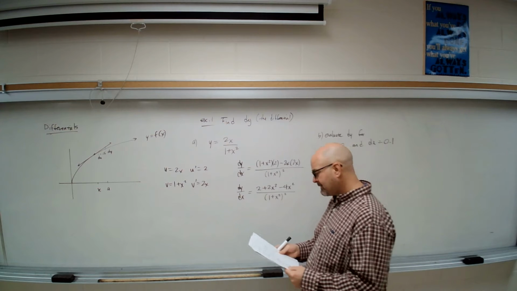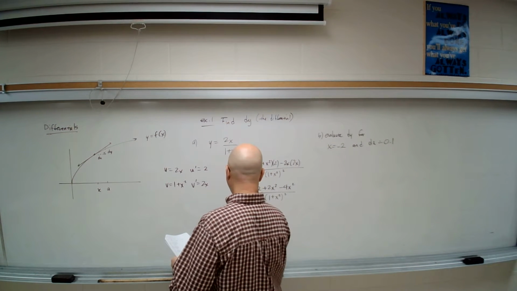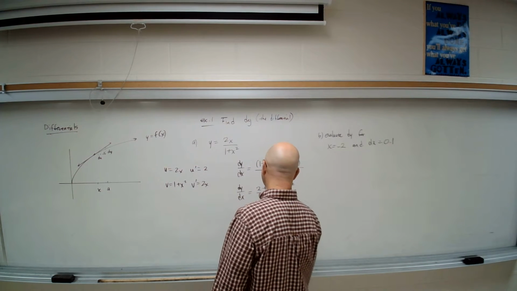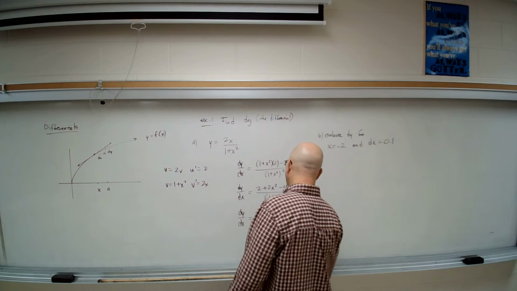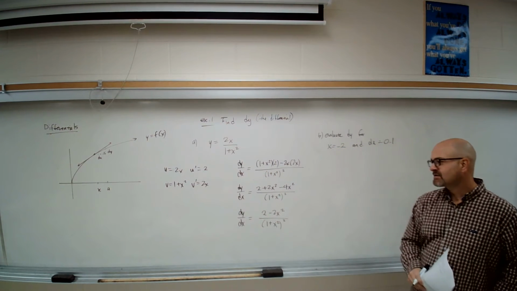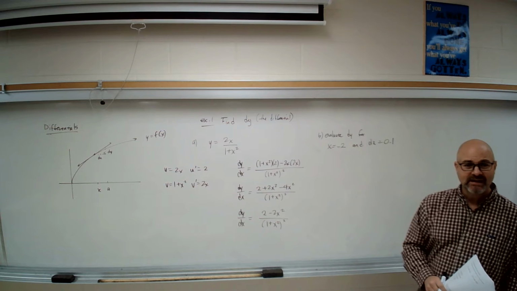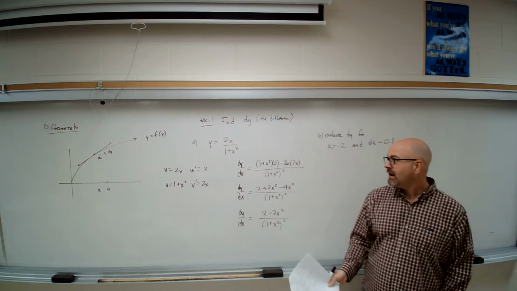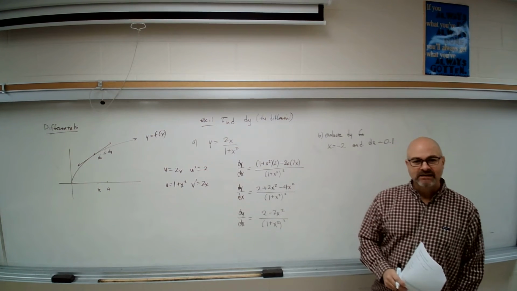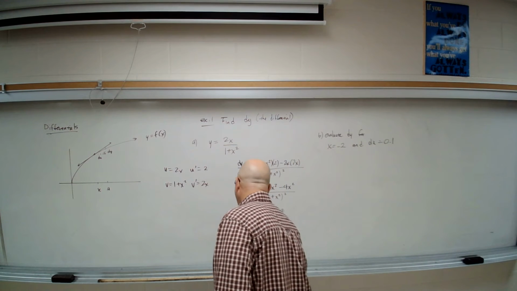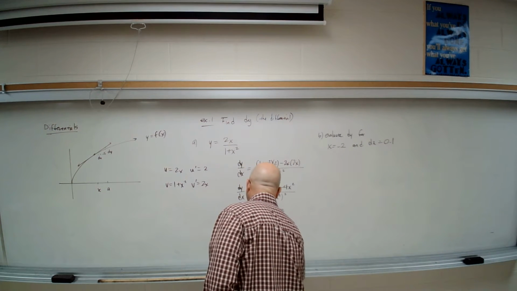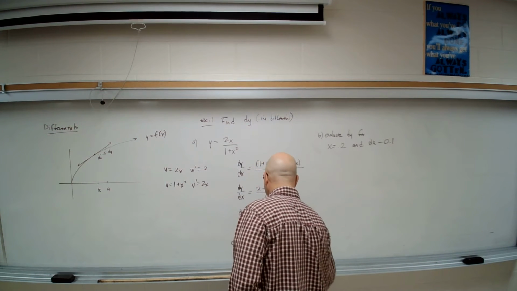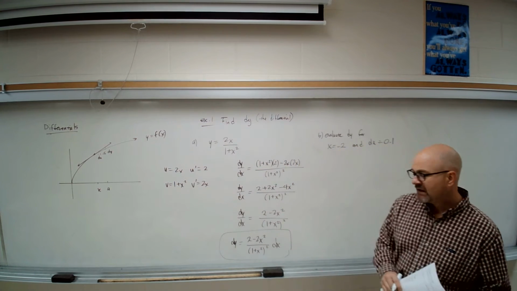And then to clean this up, we get dy over dx equals 2 minus 2x squared over 1 plus x squared squared. So we haven't done anything new there yet, right? That's not our differential yet. Once you get it simplified, all we do to write our differential, dy, is multiply both sides by dx. So the differential here would be dy equals 2 minus 2x squared over 1 plus x squared squared times dx. Barely enough room on the board there.